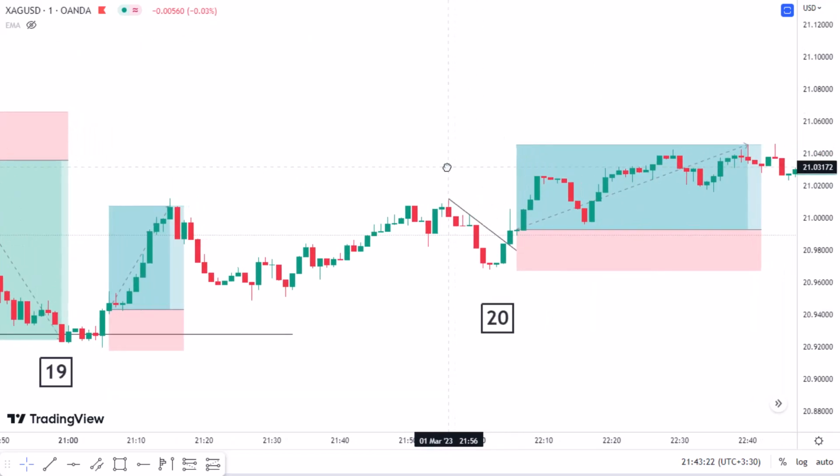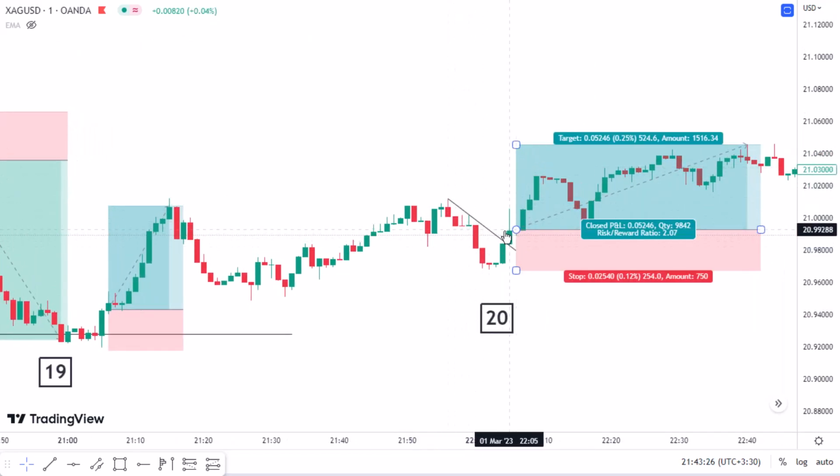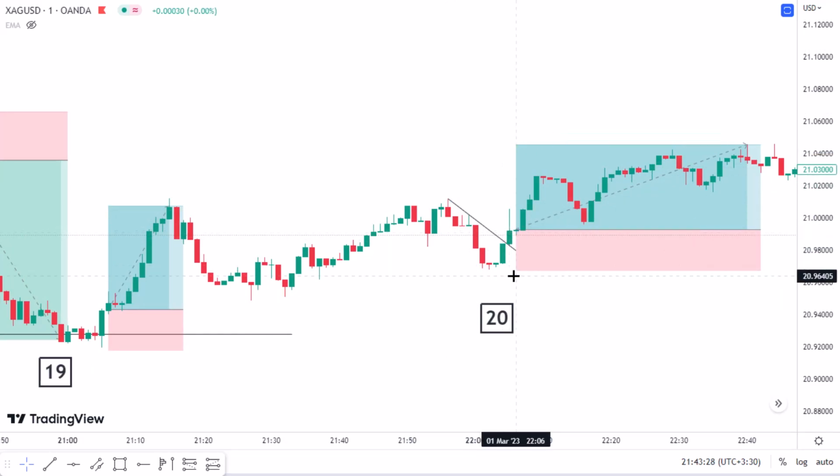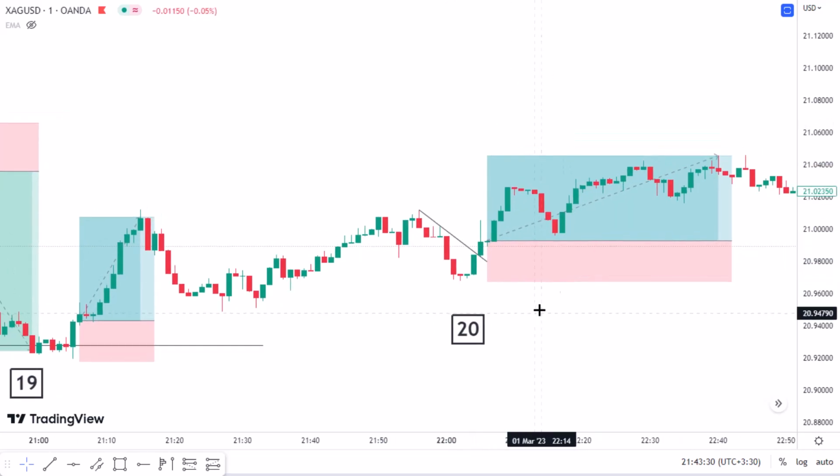On the last position we have a trend line here with 2 touches. On the third time it breaks it here, we enter the buy position, put our stop loss somewhere safe, and it gives us a reward of 2 here.